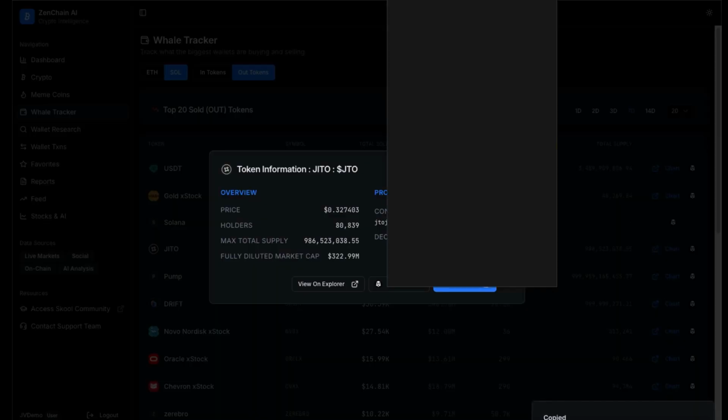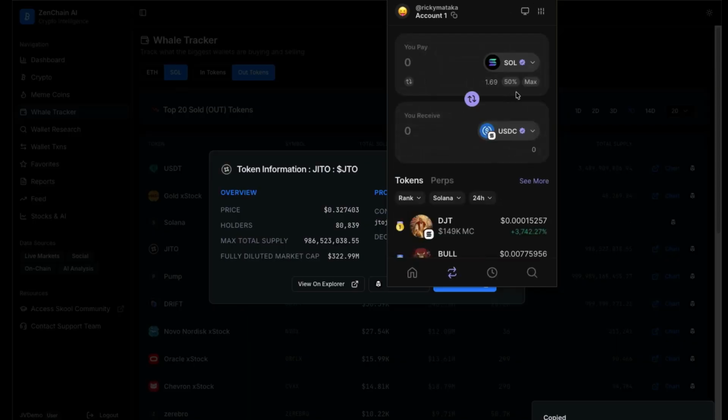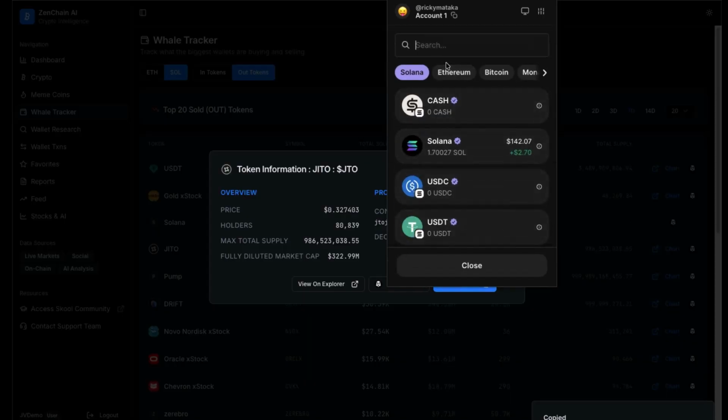Remember, the market runs 24/7, but with sentiment analysis, you don't have to. Let the AI do the heavy lifting, and you focus on making smart moves.